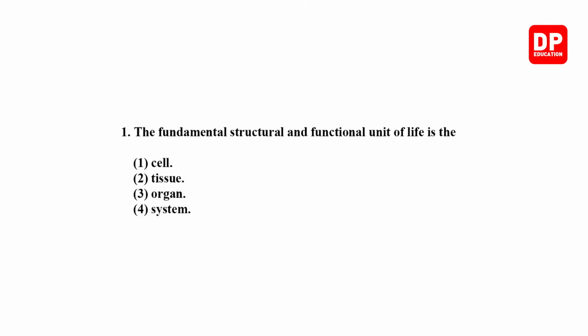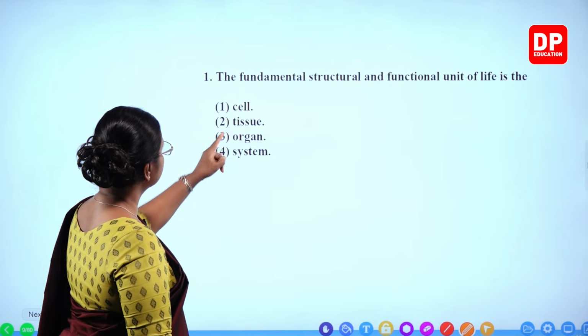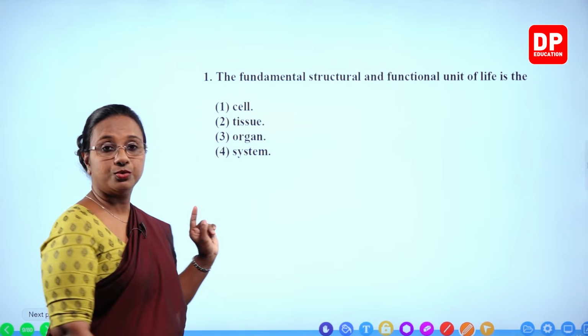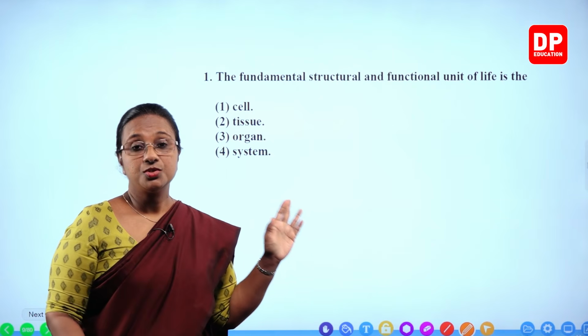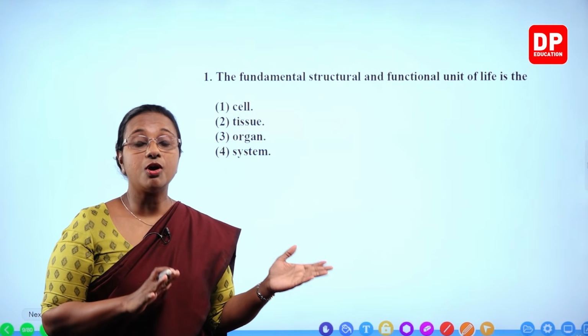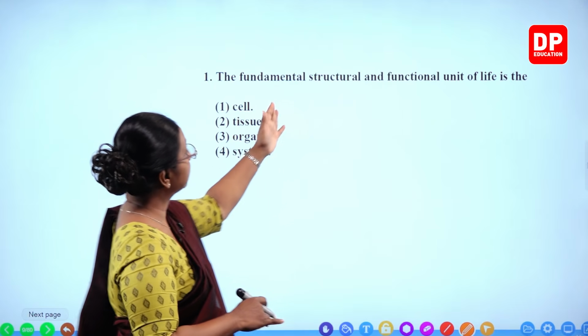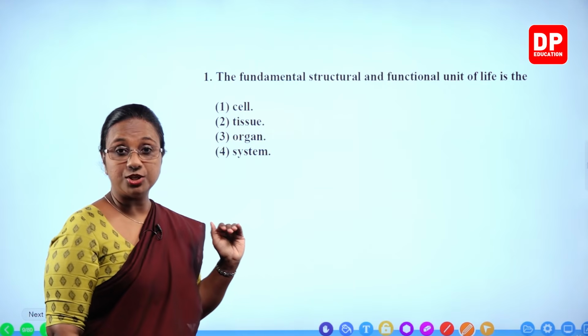So this is the first question. Now here I have put the question in a way that it's easy for me to discuss the questions and answers with you all. If we look at the first one, the fundamental, structural and functional unit of life is: first one cell, second one tissue, third one organ, and fourth one system. So you all know this is related to the organizational levels and the structural and functional unit of life.